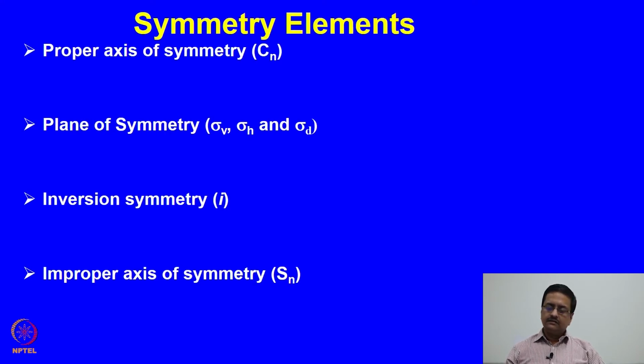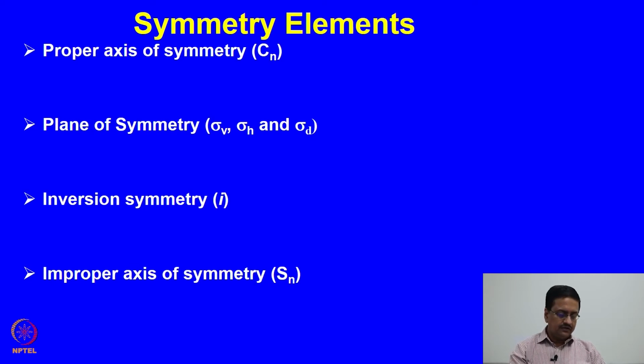When we try to identify the symmetry elements that may be present in a molecule, we need to really study the molecule in 3 dimensions. In that case, we need to try to find out what are the possible elements of symmetry that are present in the molecule. When we try to do that, we need to understand a few different types of symmetry elements that are known to be present in molecules.